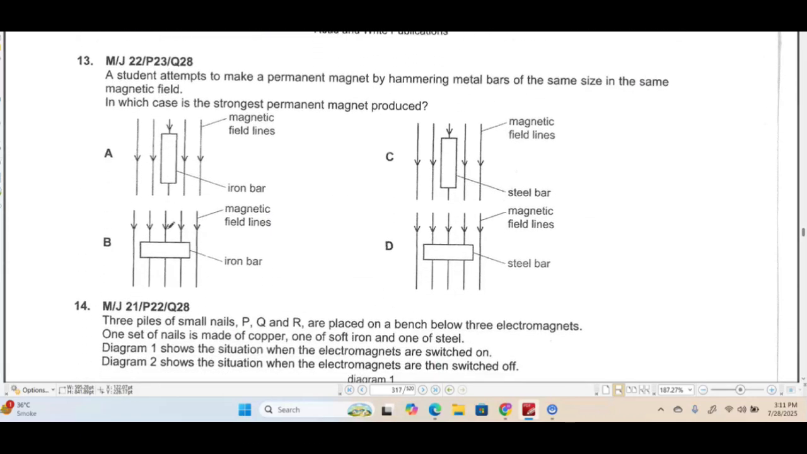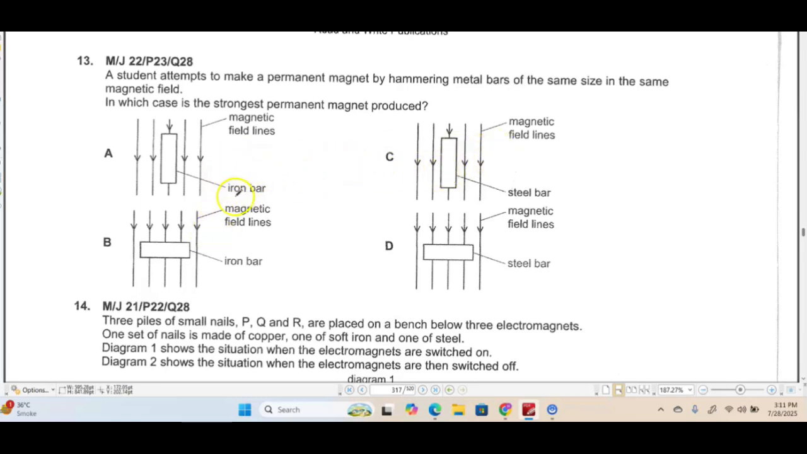Okay, moving on to question number 13. A student attempts to make a permanent magnet by hammering metal bars of the same size in the same magnetic field. In which case is the strongest permanent magnet produced? Okay, the strongest permanent magnet is produced when these are magnetic field lines, this is steel bar.